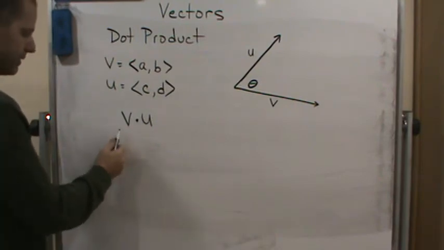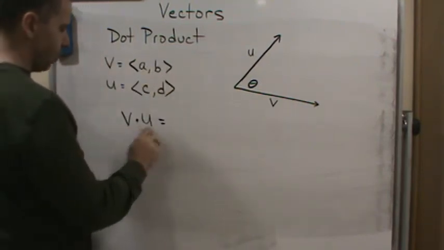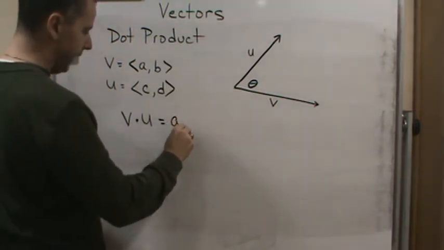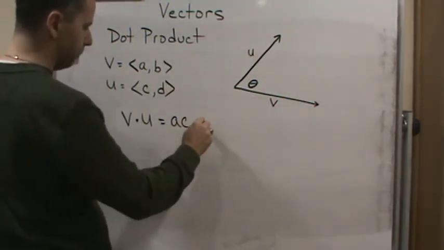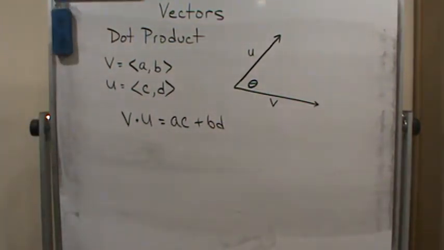Okay, so what is the dot product? That means, for the sake of this example here, it's going to be equal to a times c plus b times d. That is the definition of the dot product of two vectors.